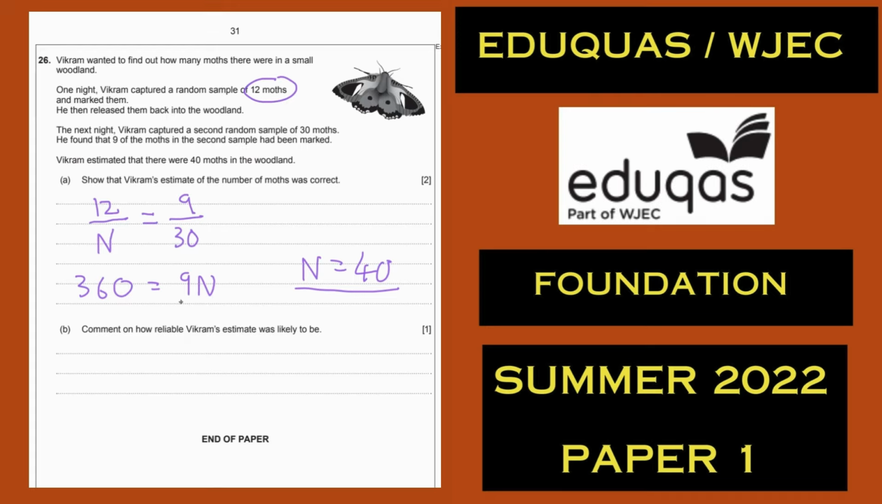Comment on how reliable Vikram's estimate is. I'm saying unreliable. Reason being, the first sample of 12, let's be honest, quite small. He then went out on the second night to do 30. So why on the first night was he not doing much more? So I'm saying unreliable because of a small first sample.